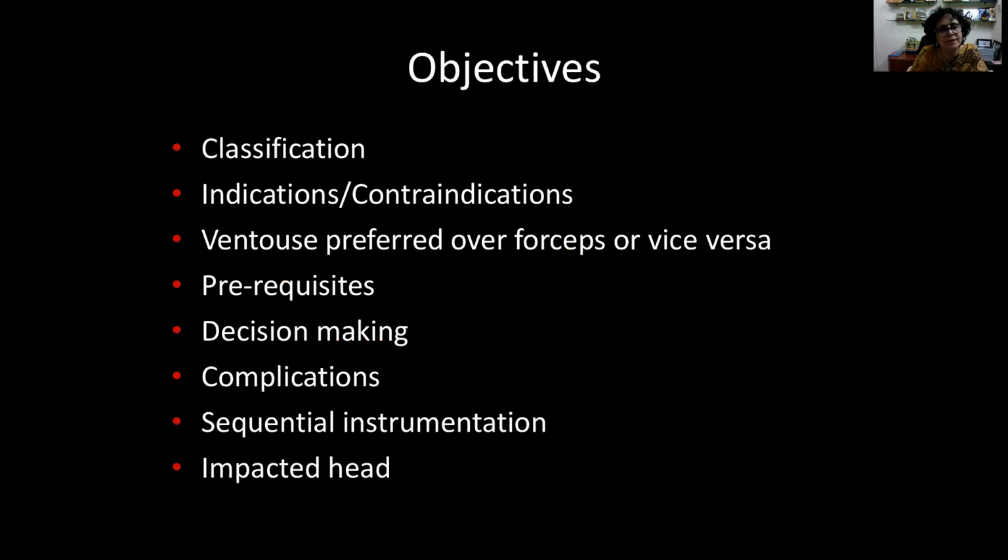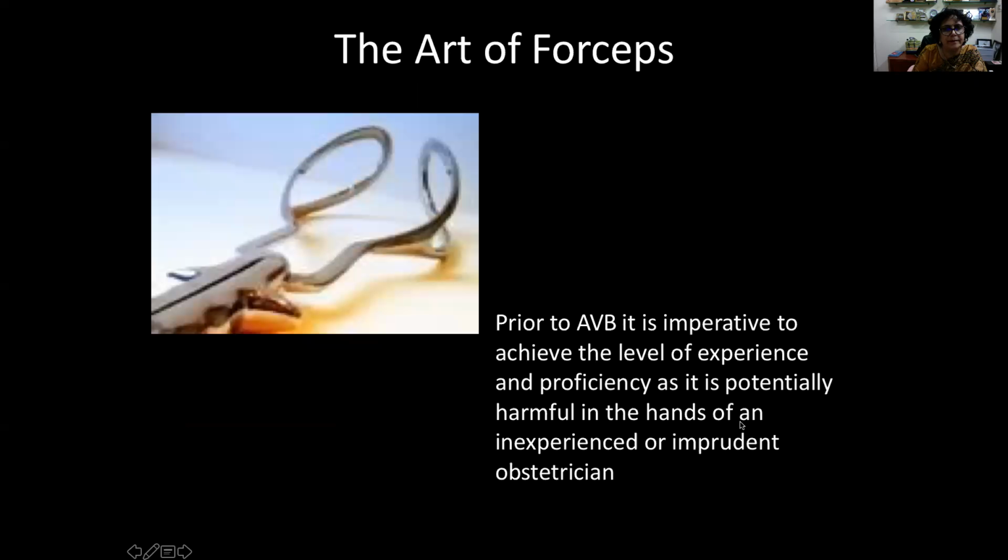The objectives of this topic are: first, the classification; what are the indications and contraindications; when the ventouse is preferred over the forceps or vice versa; what are the prerequisites for assisted vaginal deliveries; how to make decisions; what are the complications; what is sequential instrumentation; and how an impacted head works.